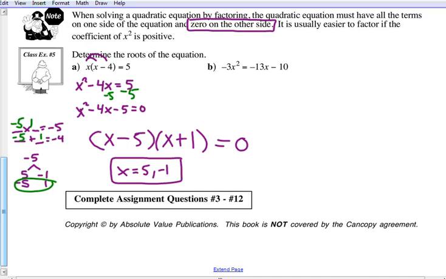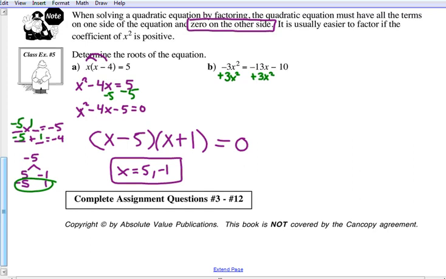Okay, one more question. It's easier if x squared is positive. So we need everything on one side and one side 0. So who are we going to move? The -3x squared. Let's bring them to the other side.